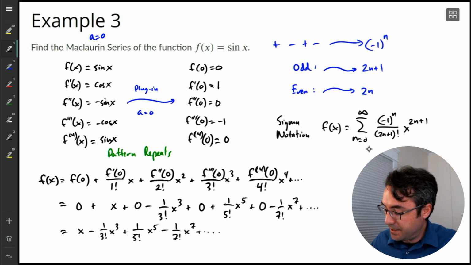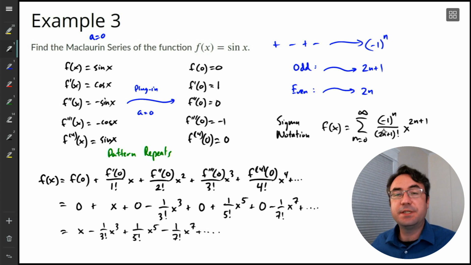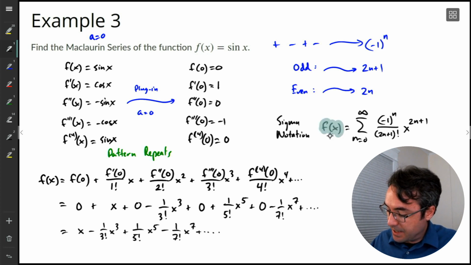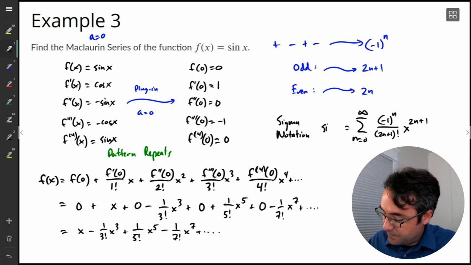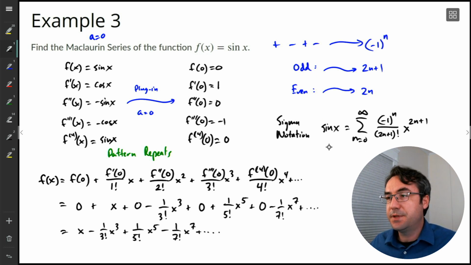And so this is the power series representation, or the Maclaurin series, not for just any old function f of x, for sine of x. So this is the Maclaurin series for sine of x. All right, let's try another one.